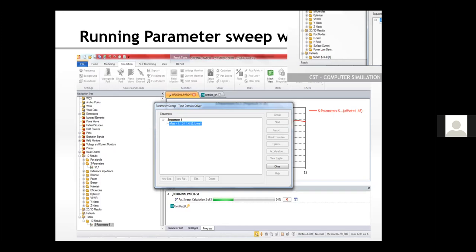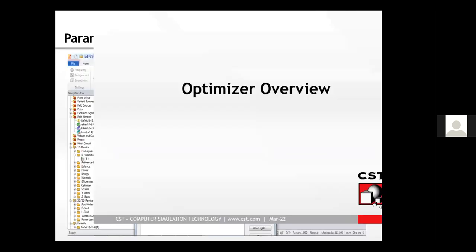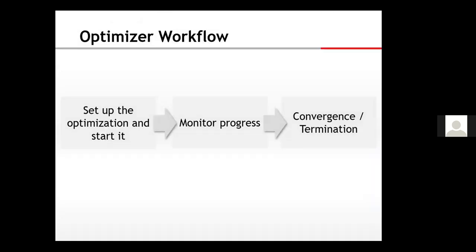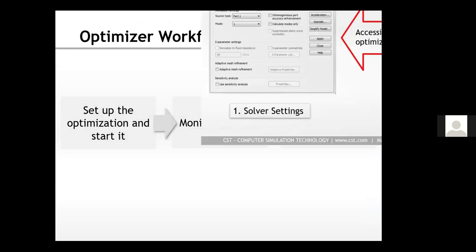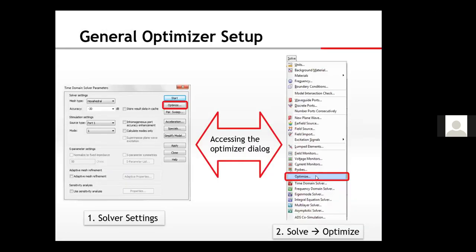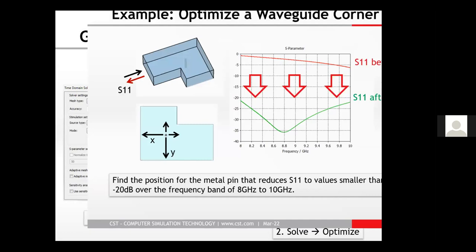Now let's go to optimization overview. Well, this has been one of the topics of my discussion. Setup optimization, monitoring, convergence time. So it is available in time domain, given frequency domain, all of these things. So you should click on optimize. Okay. So optimization is a very, very useful tool.